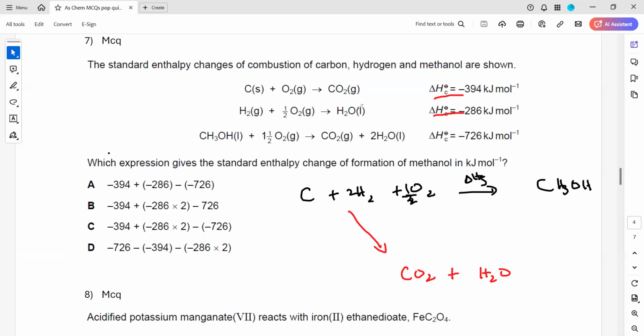And remember, this is given for 1 mole only. But how many moles of the water will be produced? It will produce 2 moles. If I burn methanol, it will also produce carbon dioxide and water.